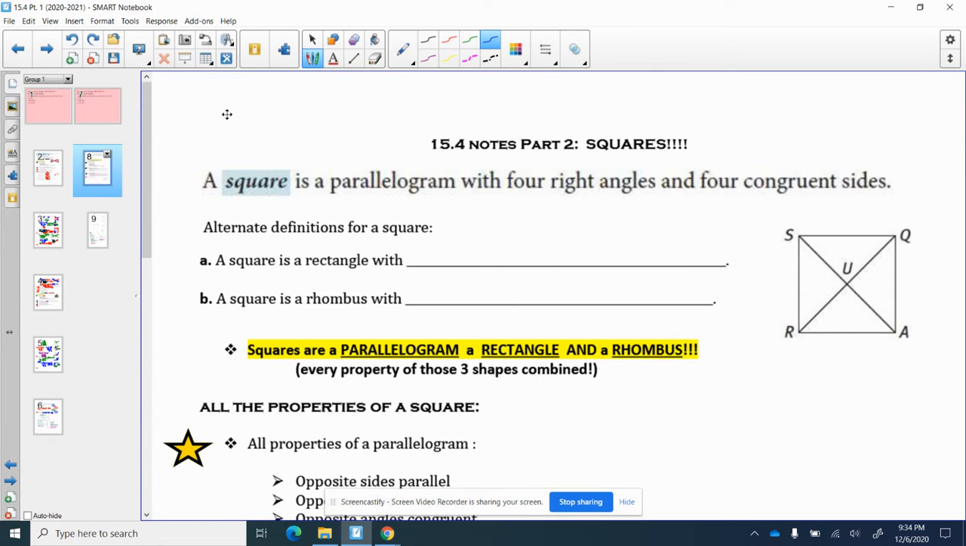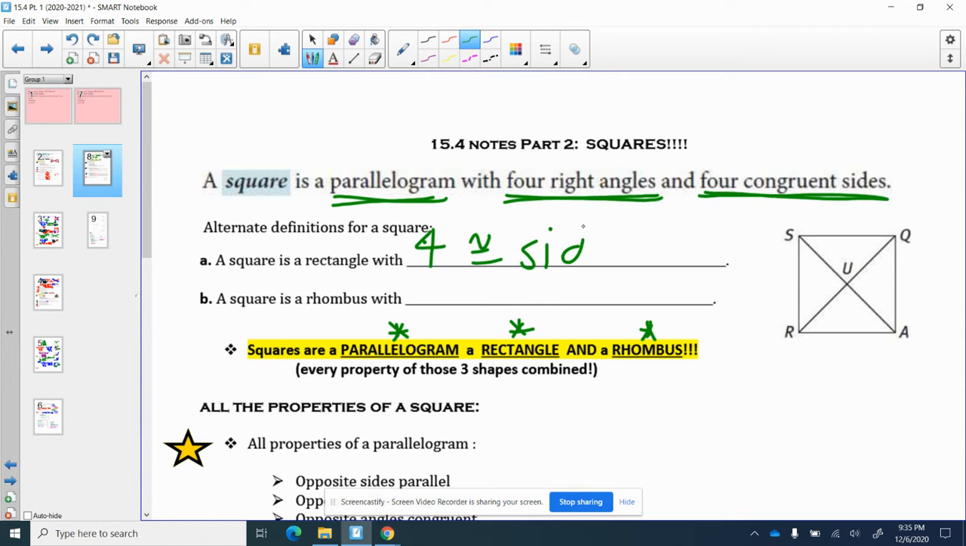So on the note sheet, we see here the definition of a square, and a square is special because it's not only a parallelogram, but it's a parallelogram with 4 right angles and 4 congruent sides, which may seem familiar to you from the last video, because basically what's happening is our square is the combination of both a rectangle and a rhombus, right? So it's basically got the properties of all 3. So it's a rectangle with 4 congruent sides, like the rhombus, or you could call it a rhombus with 4 right angles, like the rectangle.